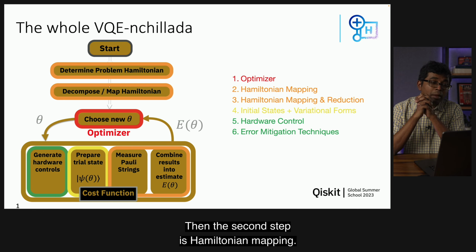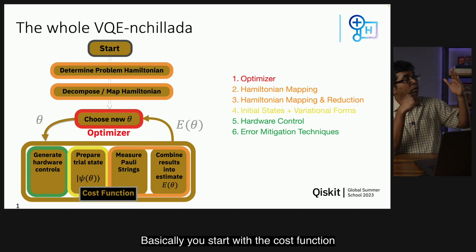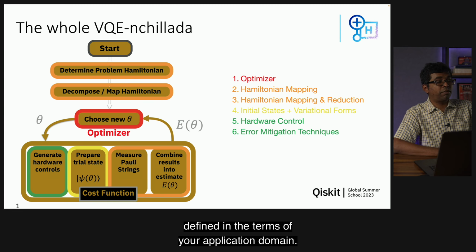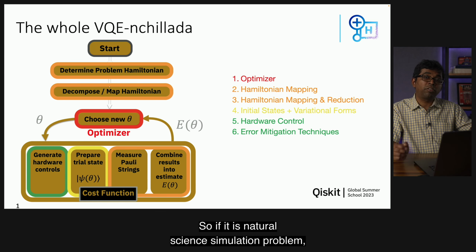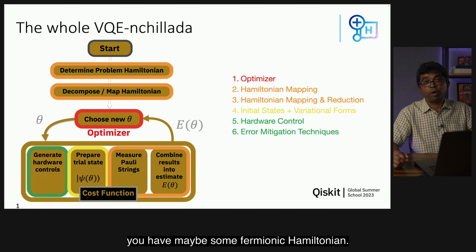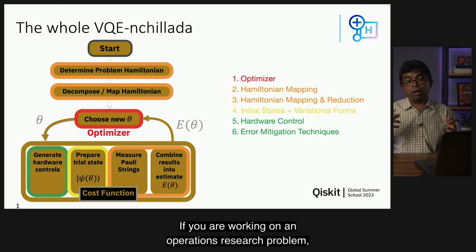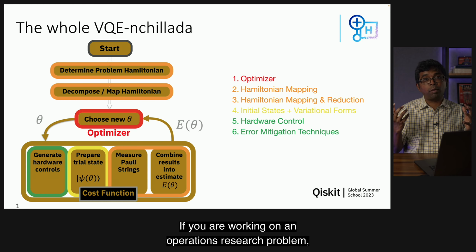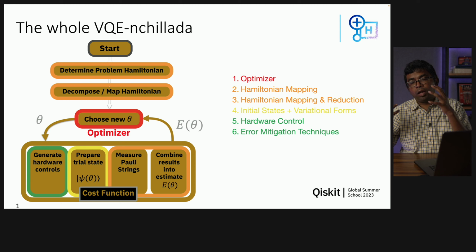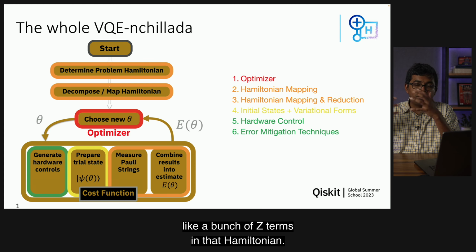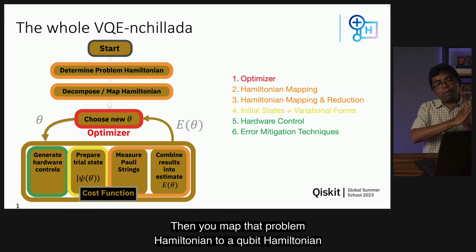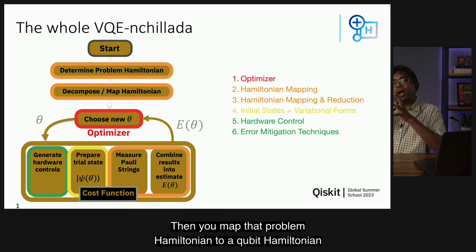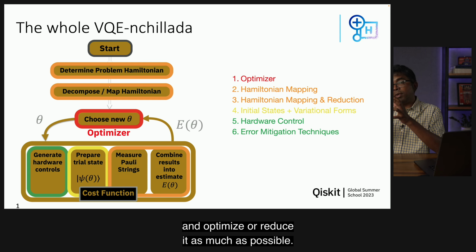The second step is Hamiltonian mapping. Basically, you start with the cost function defined in terms of your application domain. If it is a natural science simulation problem, you have maybe some fermionic Hamiltonian. If you are working on an operations research problem, it will be defined in terms of the computational basis, like a bunch of Z terms in that Hamiltonian. Then you map that problem Hamiltonian to a qubit Hamiltonian and optimize or reduce it as much as possible.